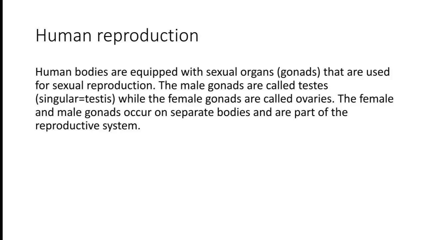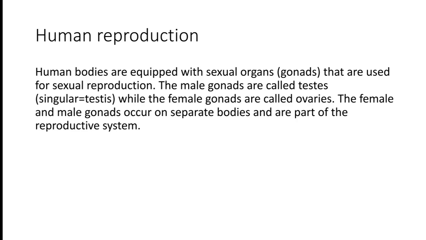Human reproduction. What you need to know, my excellent biology student, is that human bodies are equipped with sexual organs that are used for sexual reproduction. Human beings are equipped with sexual organs, also known as gonads. So we've got gonads. Gonads are simply sexual organs. And human beings are equipped with these sexual organs, which are also known as gonads.